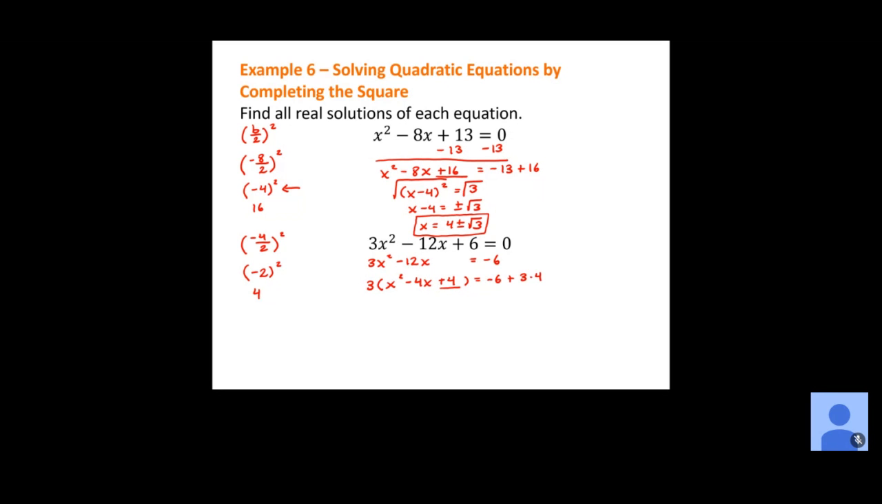So whenever you do that factoring piece up front, just be very careful. When we add that number in the parentheses, it's getting multiplied by the number on the outside. So we're really adding that product to the other side now. Any questions on that step?